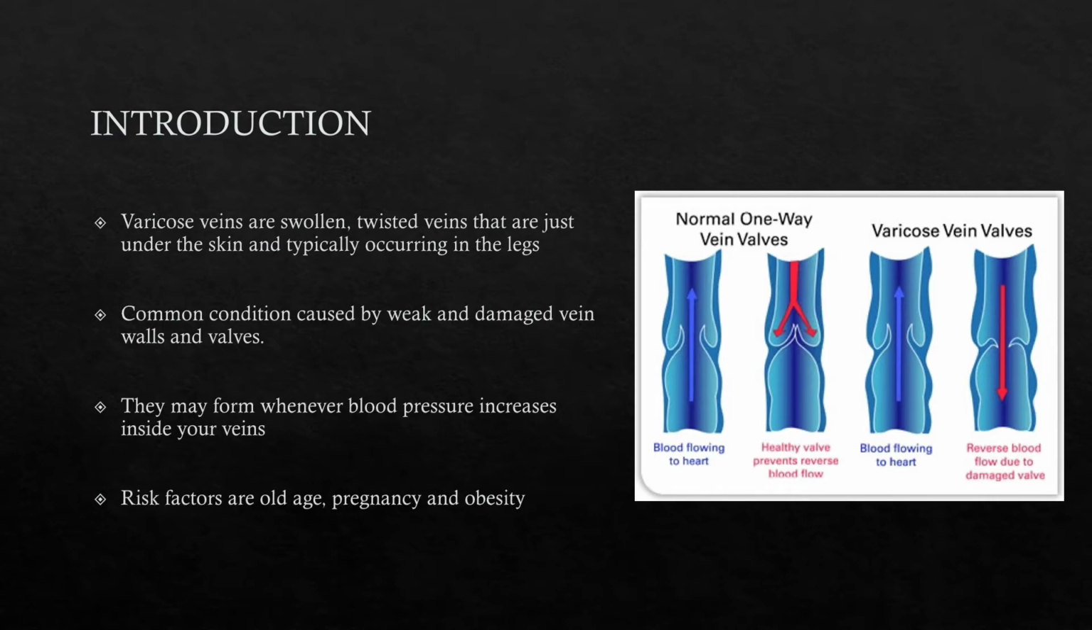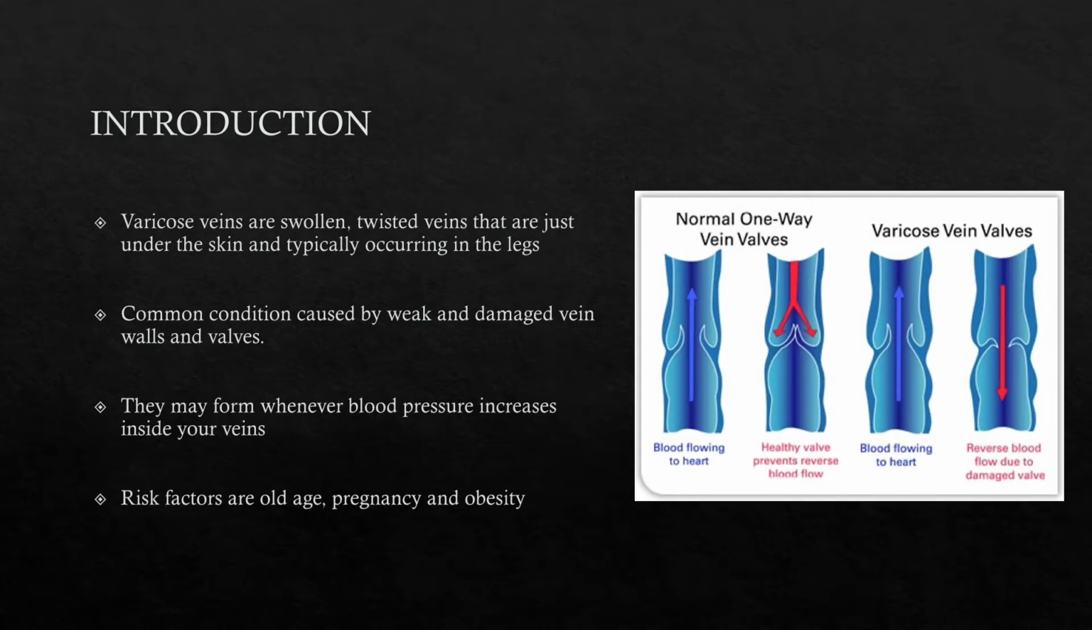These are veins that are swollen and twisted, and they lie just underneath the skin, and typically they occur in the legs. This common condition is caused by weak and damaged vein walls and valves. As you can see in this image on the right, this is a normal one-way vein valve system. Blood is flowing through to the heart, and there's this valve right here that closes right after to then prevent any reverse of the blood flow. But in a varicose vein, there is reverse blood flow due to the valve being damaged.